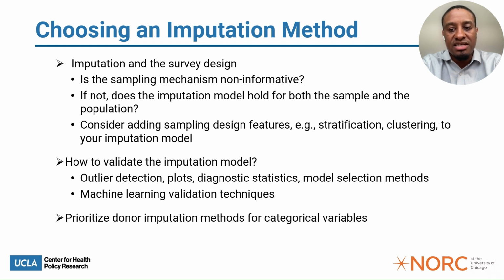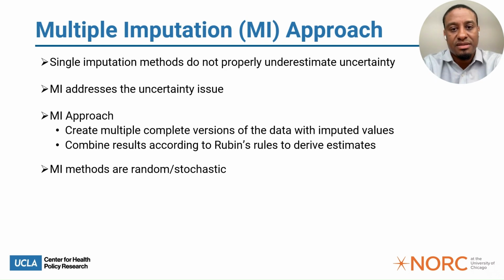Donor imputation methods are often recommended for categorical variables because they preserve the variable distribution and avoid creating unrealistic values. This is especially important in multi-level or weighted survey data where the representation matters.